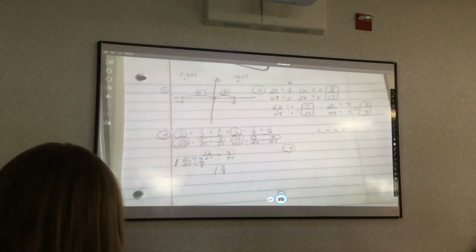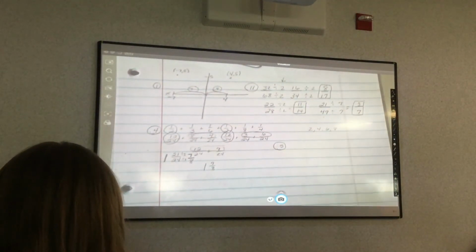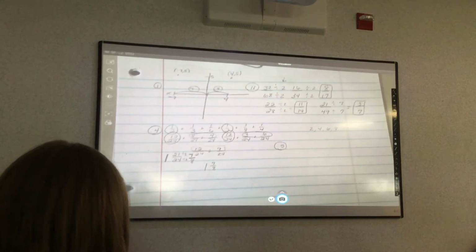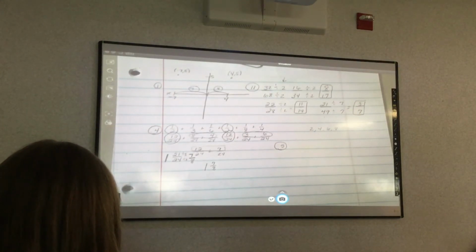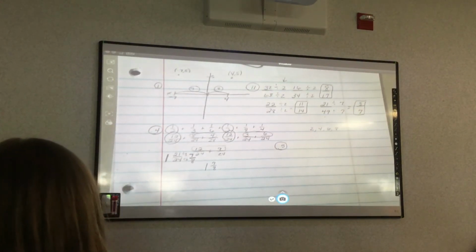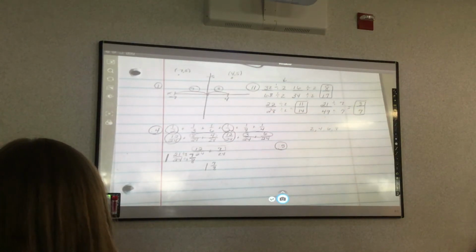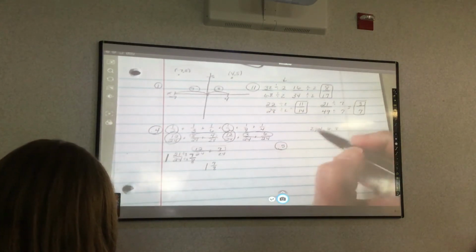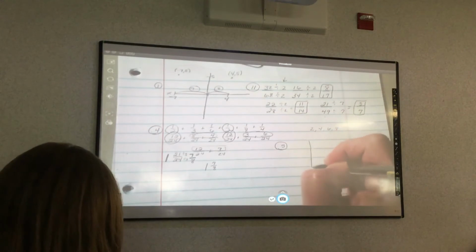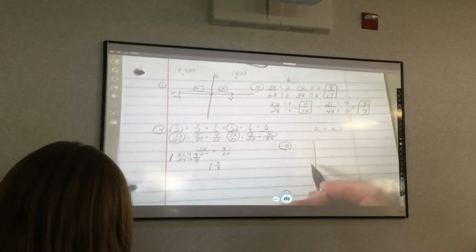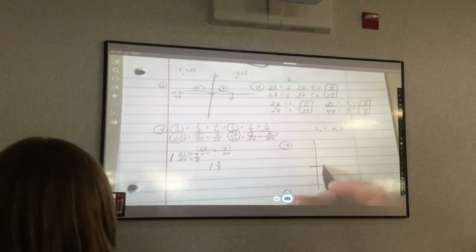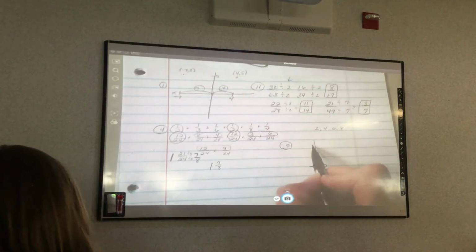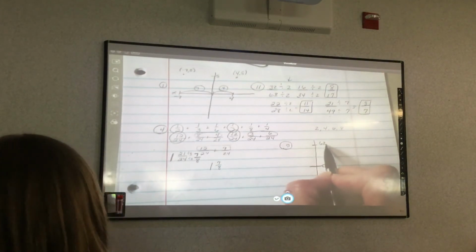Number 5, we're talking about temperature. The high temp today was 62 degrees. When nighttime comes, the temp will drop 40 degrees. By 4 a.m., the temp will drop an additional 40 degrees. What is the temp at 4 a.m.? I'm going to make a number line going up and down because it's like a thermometer. Here's 0. My starting temp was 62 degrees.